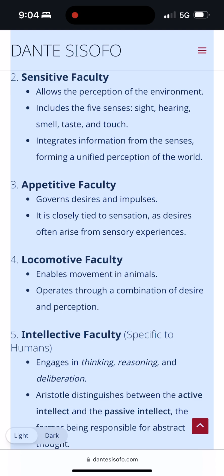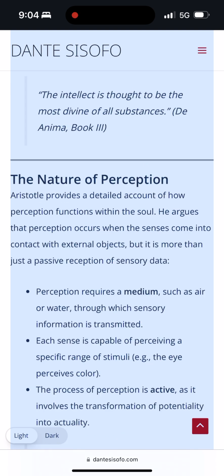Aristotle provides a detailed account of how perception functions within the soul. He argues that perception occurs when the senses come into contact with external objects, but it is more than just a passive reception of sensory data. Perception requires a medium, such as air or water, through which sensory information is transmitted. Each sense is capable of perceiving a specific range of stimuli. For example, the eye perceives color. The process of perception is active, as it involves the transformation of potentiality into actuality. Perception is a kind of alteration.